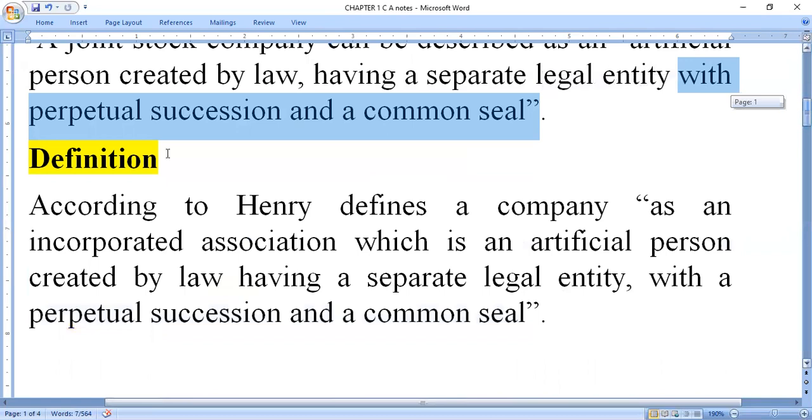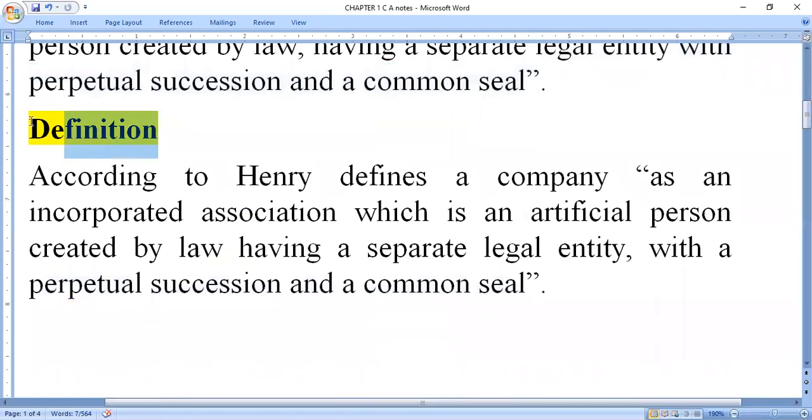Next concept we are moving on, definition of joint stock company. Here is the definition given by Henry. So what definition has he given, what does it tell us?